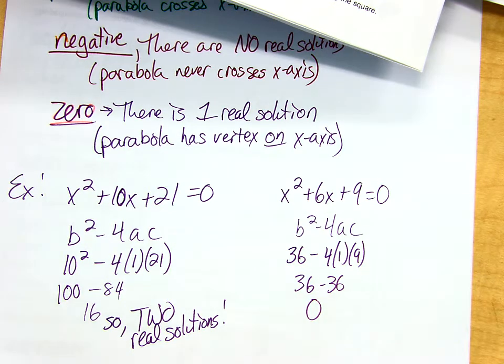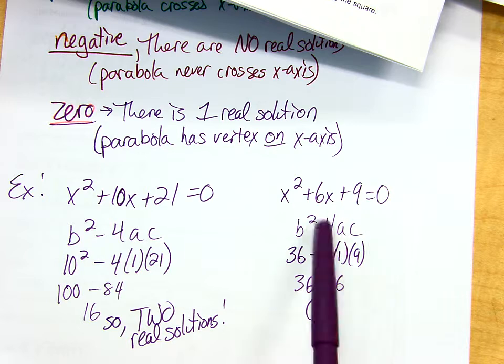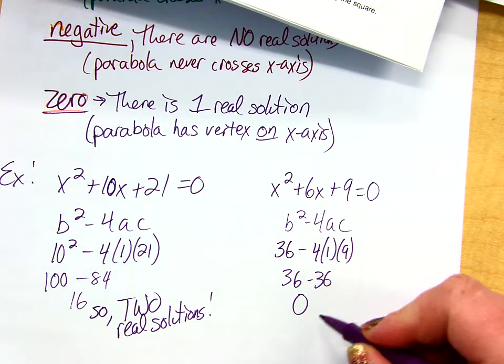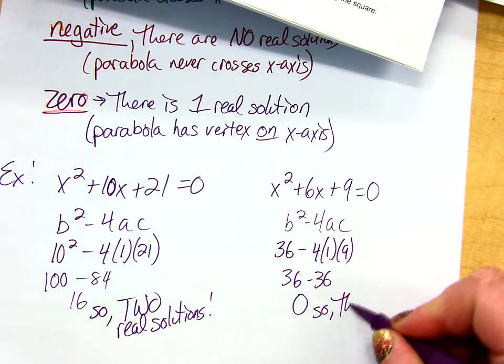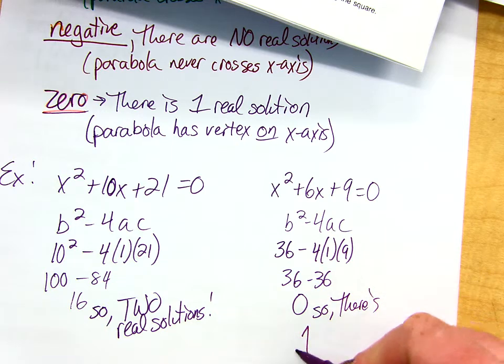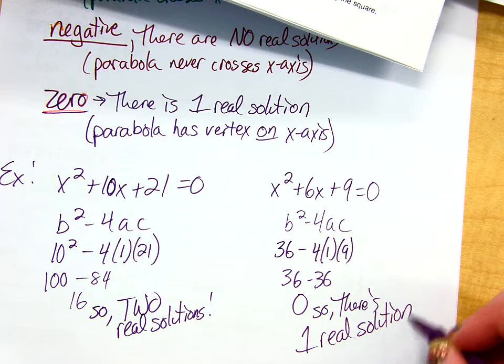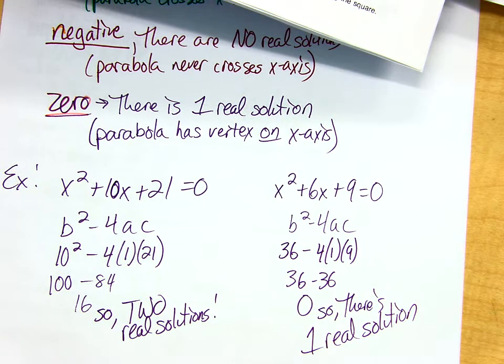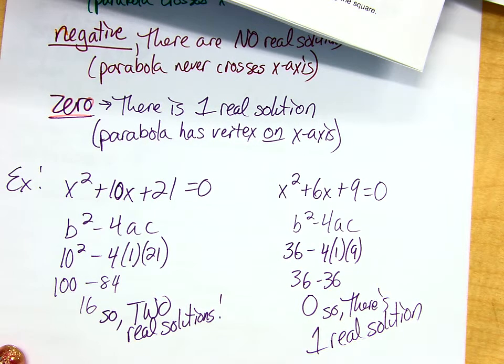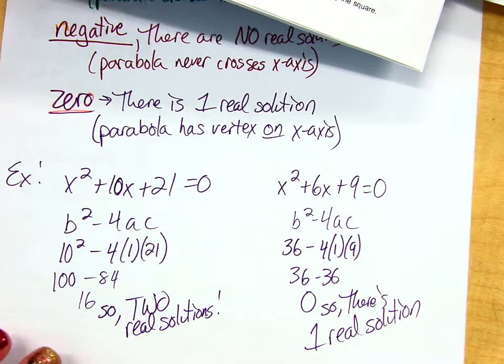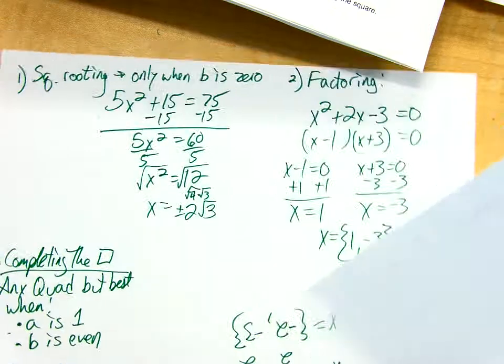So how many solutions will this thing have? Yeah, 1. It'll have 1 real solution. If you graph this parabola, its vertex is on the x-axis. So there's 1 real solution. You follow me? Okay, one more, at least.